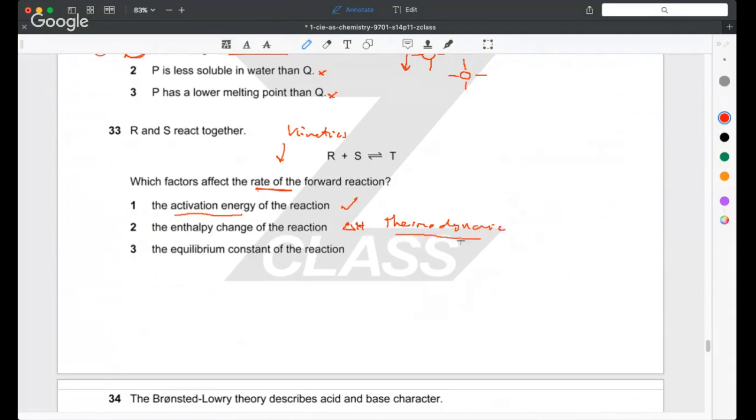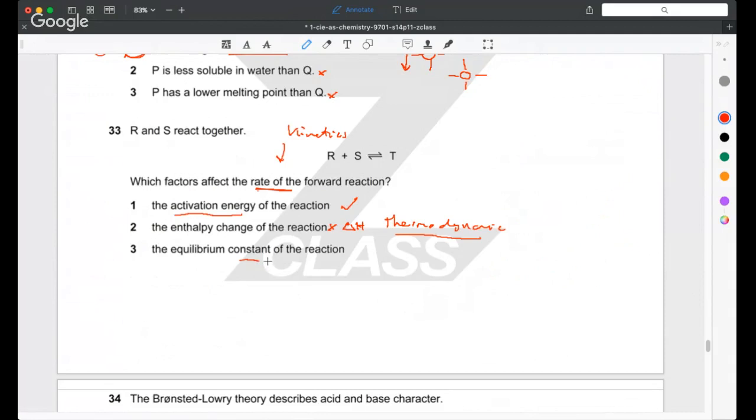So that's not related to rates of reaction at all. It's a thermodynamic property. So that doesn't affect the rate of reaction. And the equilibrium constant is just something that you determine experimentally. It's nothing to do with a factor that affects the rate of reaction.